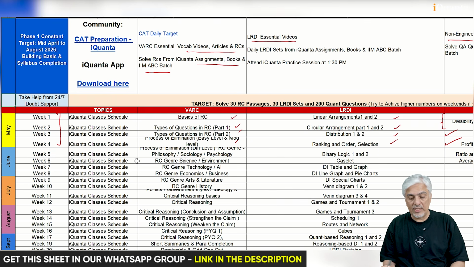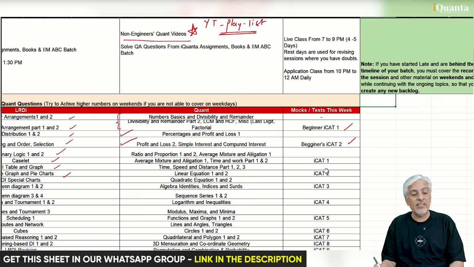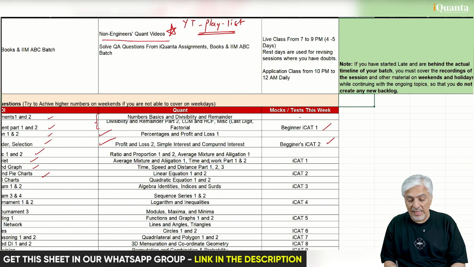Okay, now coming to June. Your schedule will continue. You will continue with more RC, different RC genres. In fact, June covers a lot of RC genres. While in DI, you will go to binary logic, caselets. Now real DI starts: DI tables and graphs, line graphs, pie charts, all that will start. And in Quant, in the first 2 weeks you will finish time, speed, distance, you will finish your arithmetic, and then you will have some chapters of linear equations and so on.